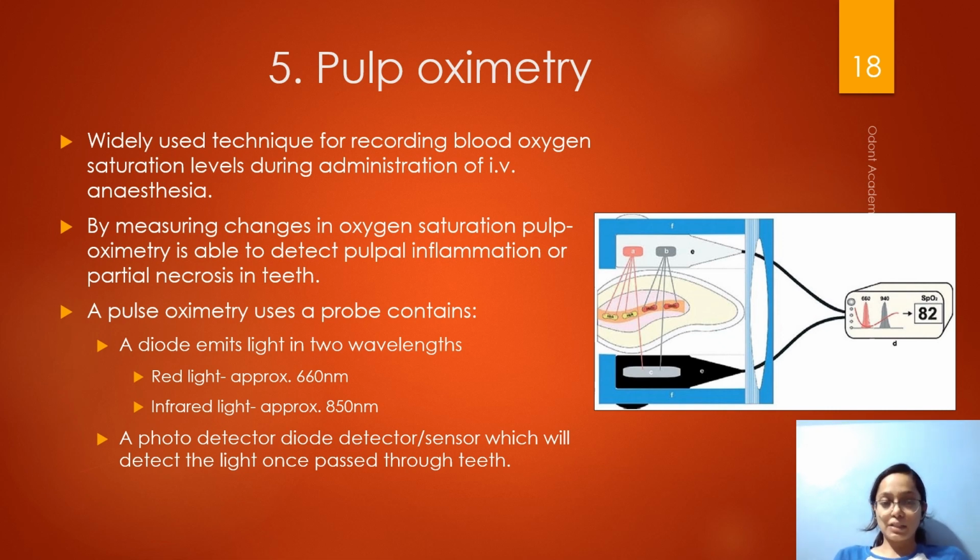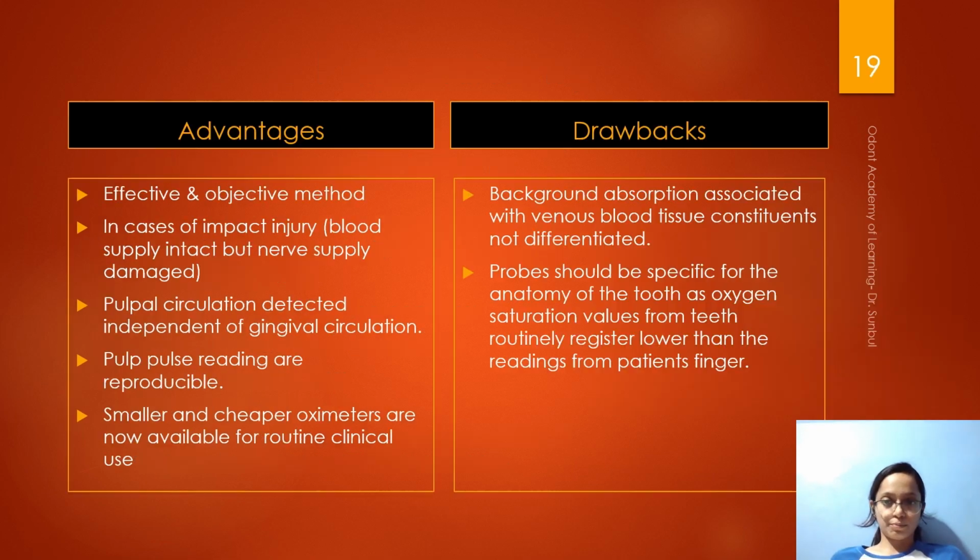So what happens here is a pulse oximeter uses a probe which has a diode emitting two wavelengths of light, the red light and an infrared light. There's a photo detector placed on the opposite side, and it detects the light once it has passed through the tooth. The advantage is that it is a very effective and objective method, and in case of any impact injury, the blood supply is intact but the nerve supply does get damaged, so we can check for that.